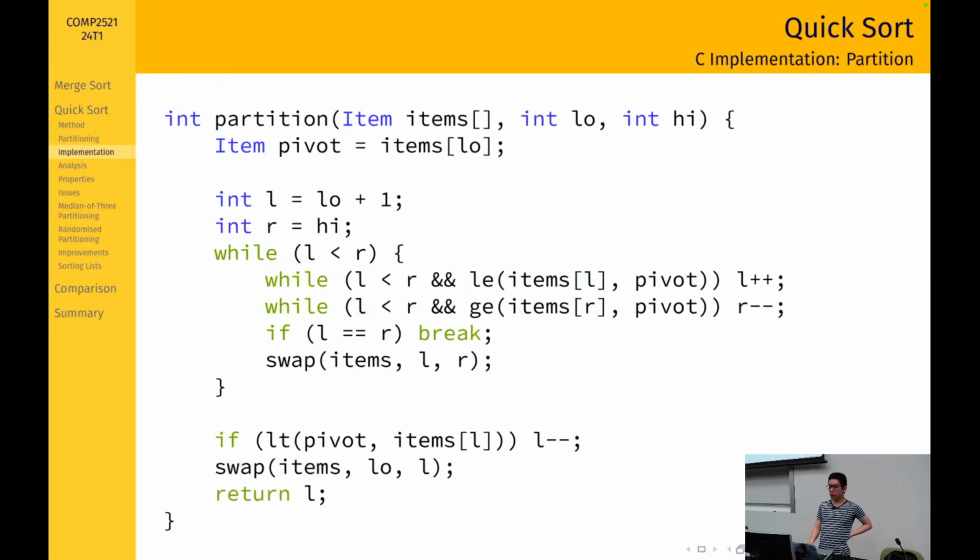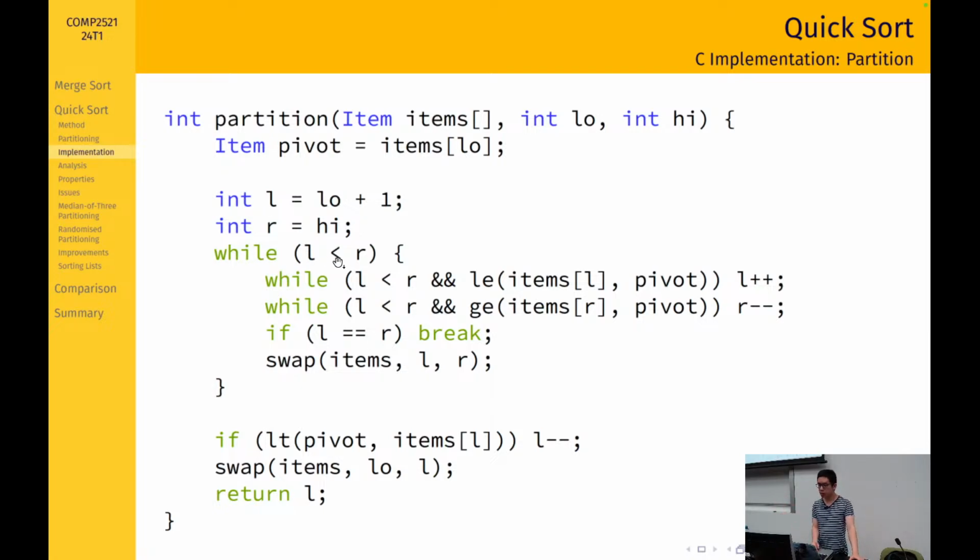Okay, and here's the partition function. Now, this looks kind of funny because we have nested while loops, but the function is still O(n). So let's go through this. In this partition function, we take index low, the leftmost element, as our pivot. Then we create our two indices, the left index and the right index.